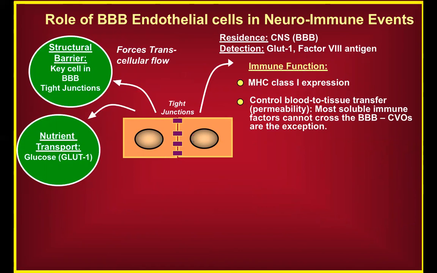So the next one is the endothelial cells, and these are the specialized endothelial cells. They are part of the blood-brain barrier. They're going to have these tight junctions, and they're key in the structural barrier of the blood-brain barrier. They're also going to be involved in nutrient transport. One of the things I've told you before is that the brain uses a lot of glucose and has glucose transporters that are non-insulin sensitive. Does anyone know why that's important? A non-insulin sensitive glucose transporter?